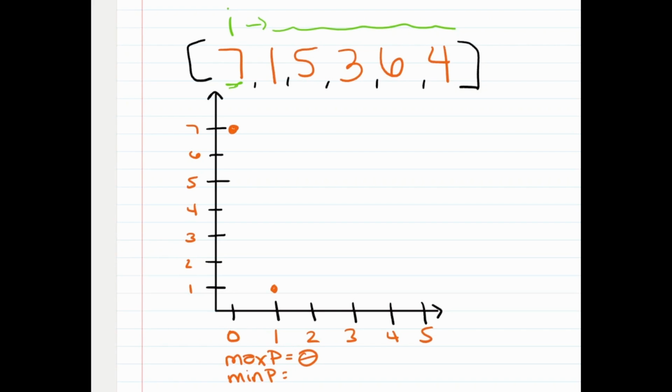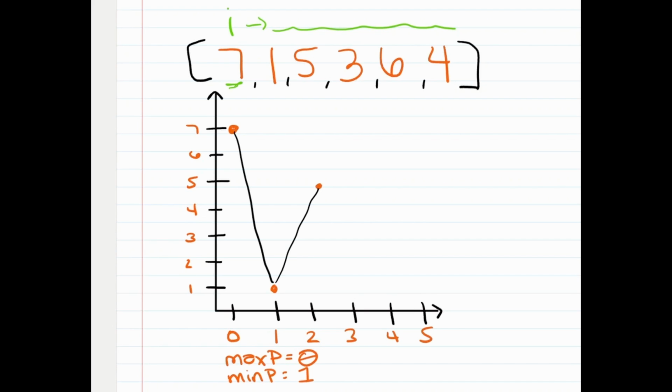And our minimum value right now, because we just moved to 1, was originally 7, because that was our minimum value. But now if we take 7 versus 1, 1 actually is now our minimum value. And so as we go along to 5, we can plot up here at 5. So we're going to plot at 5.